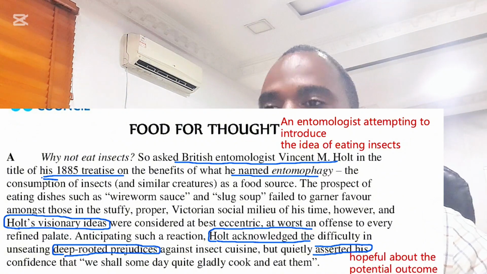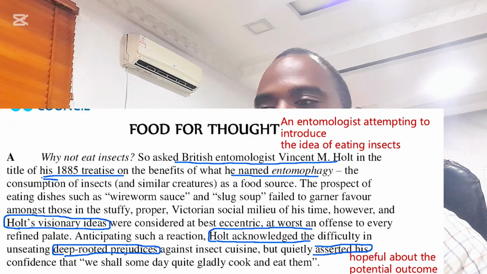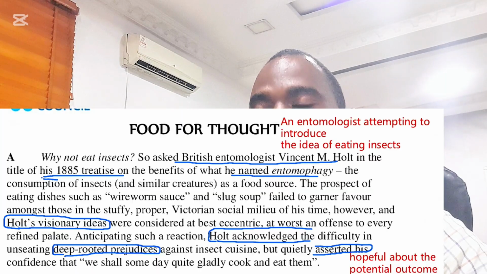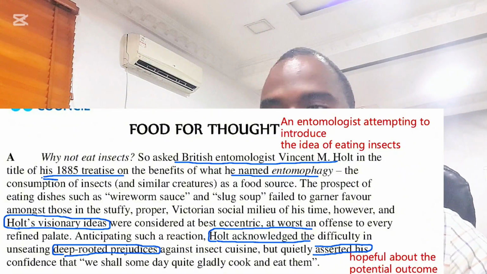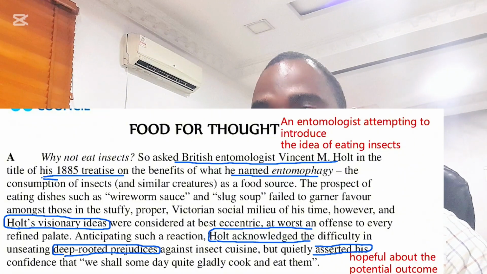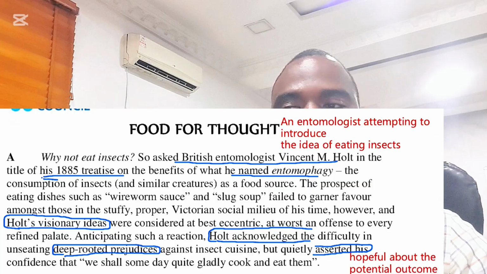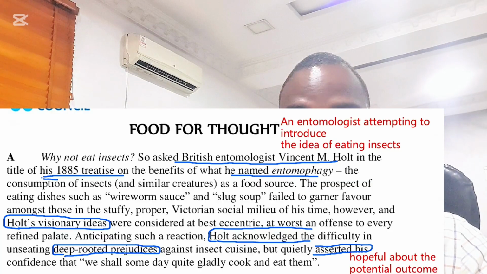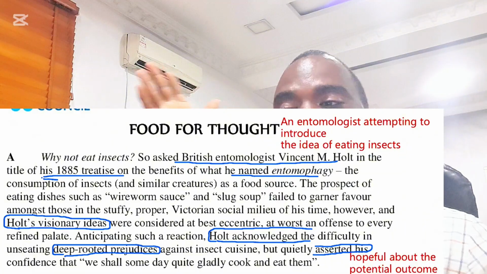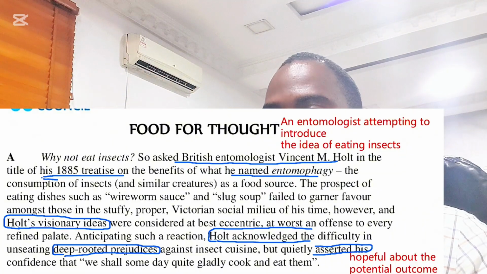So far, I can see the idea of the newness of eating insects, and I can see the person at the center. Moving on, the prospect of eating dishes such as wireworm sauce and slug soup failed to garner favor among those in the stuffy, proper Victorian social milieu of his time. However, and Holt's visionary ideas, they mention that man's name again. Remember, I mentioned repeated details, so they're talking about his visionary ideas some more and what existed during his time.